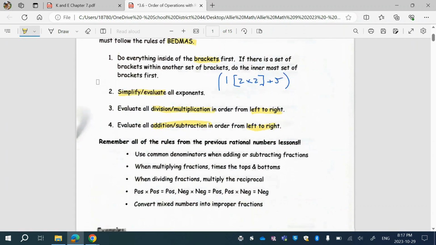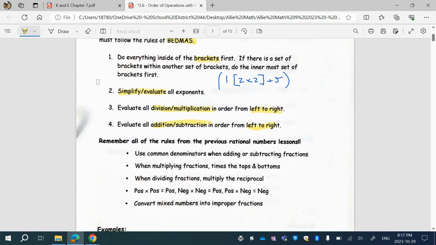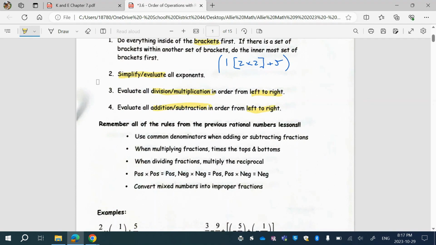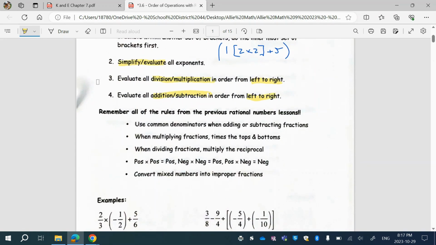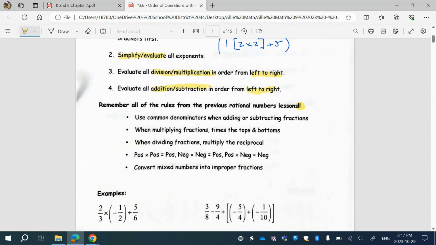So take a minute to review this. I know we've been going over it quite a bit. The same applies here, but you always have to follow the same instructions. So remember now all of the rules from the previous rational number lessons. Okay, there's two exclamation marks there. That's how important it is. So number 1, use common denominators when adding or subtracting fractions, and when multiplying fractions, times the tops and the bottoms.